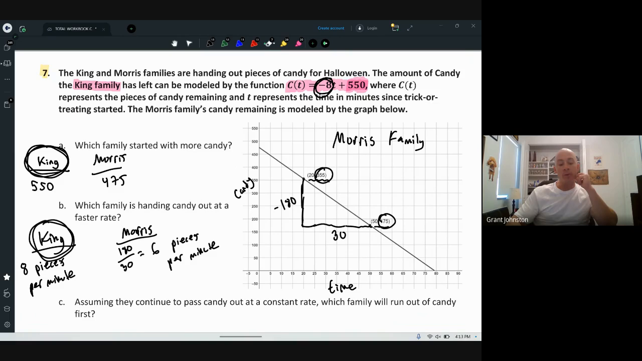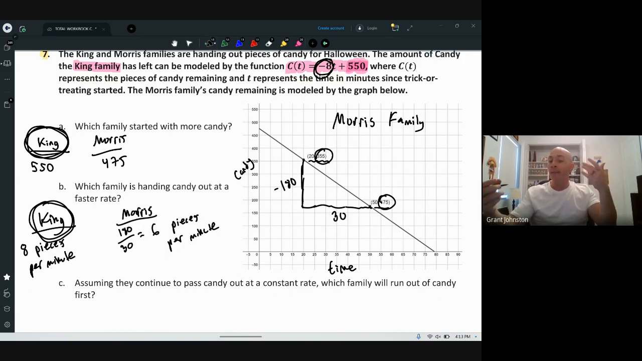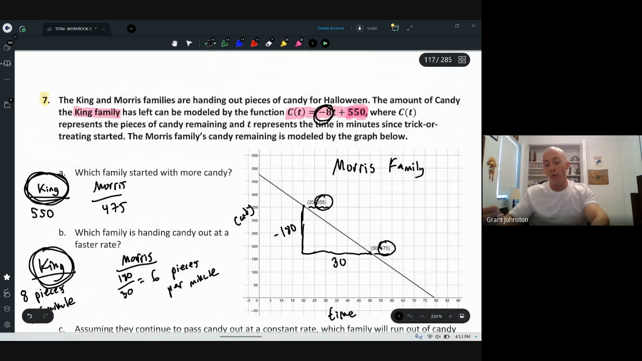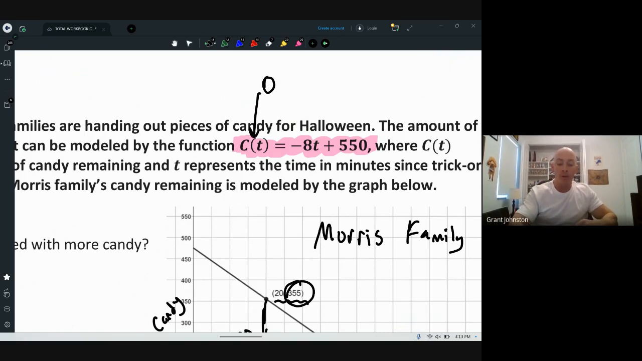So C says, assuming they continue to pass candy out at a constant rate, which family will run out of candy first? So if they run out of candy, that means their candy is 0. So if we're using this equation for the King family, let me re-highlight this. If we're using this equation for the King family, when they run out, this candy will be 0.